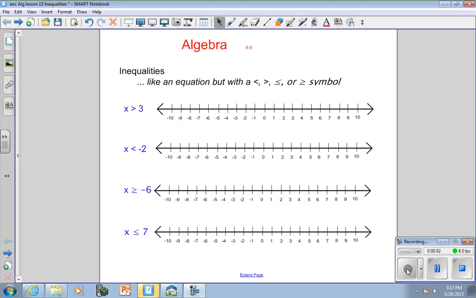Okay, welcome. This is a lesson on inequalities in algebra. We are going to learn what an inequality is and then graph them. The four symbols that we use for inequalities will be less than. That is the first one, less than. We're going to use greater than.